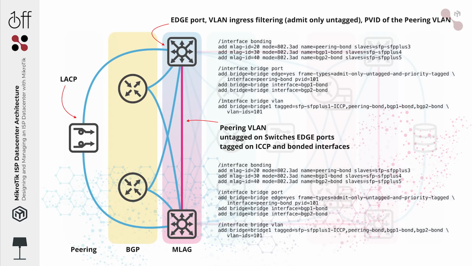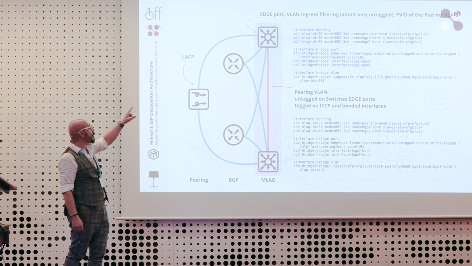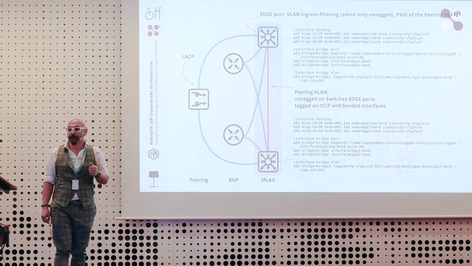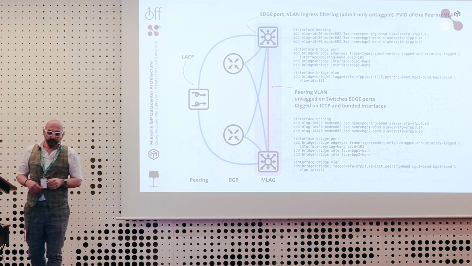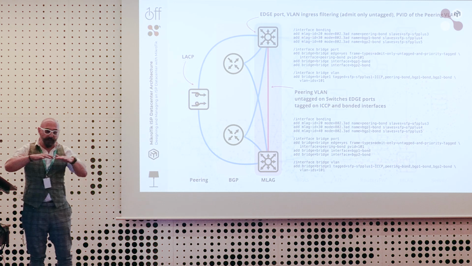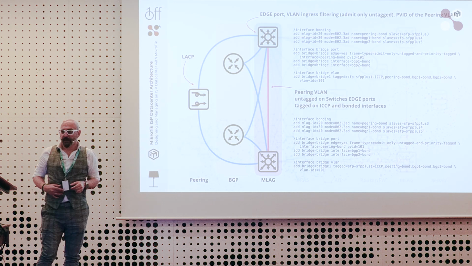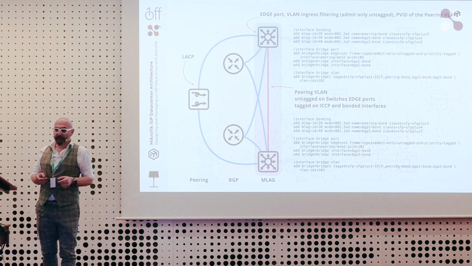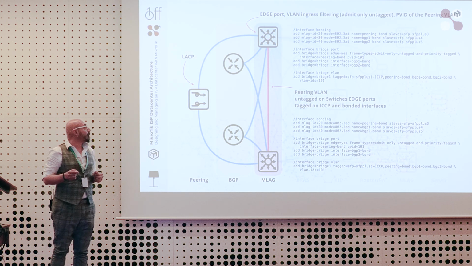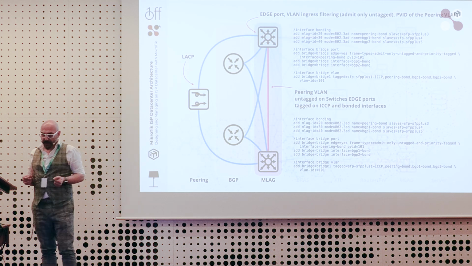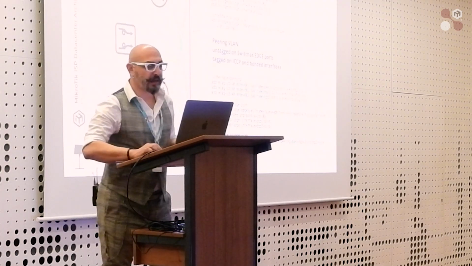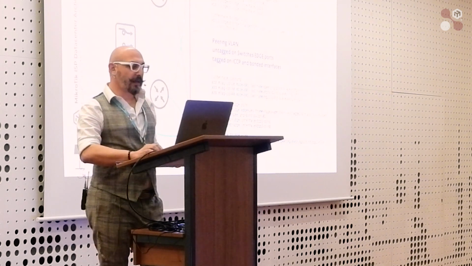Also, this is a configuration of the peering part of the network. Here we have the upstream provider. I prefer to connect the upstream provider to the MLAG switches, and I configure the switch ports as edge ports because I don't want to extend my spanning tree protocol network to other actors. And I use VLAN ingress filtering, admitting only untagged traffic in this case. Okay, and the VLAN is tagged on the ICCP interface at the same time.